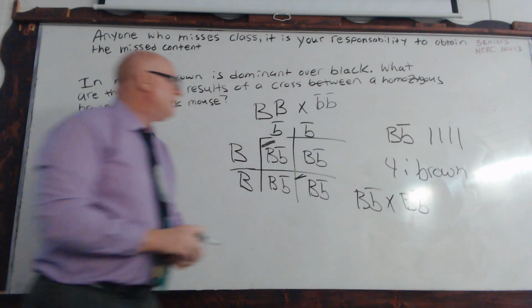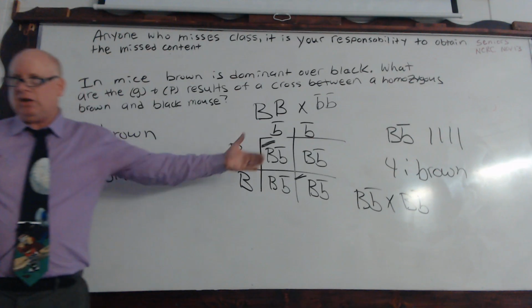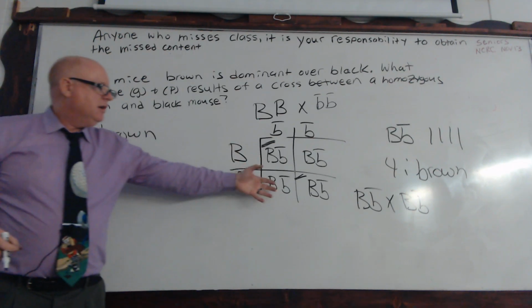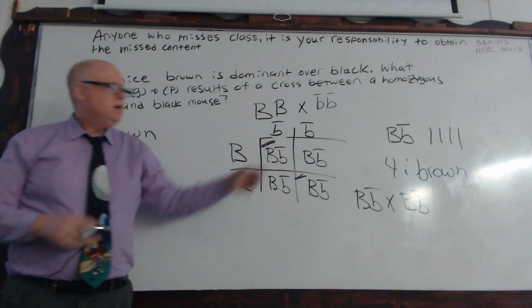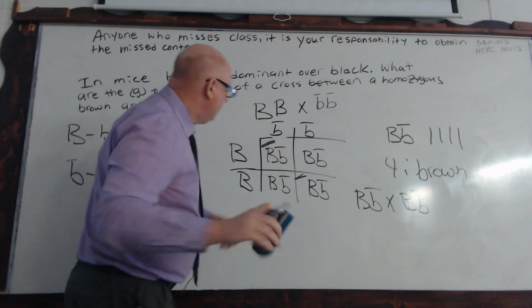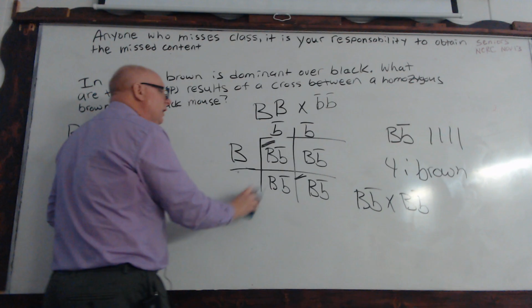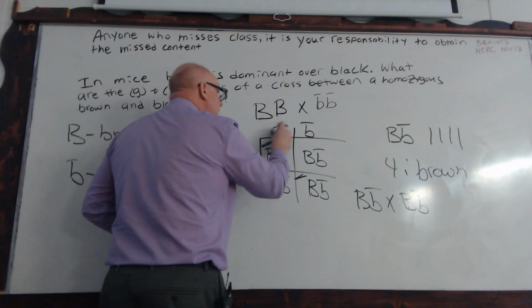So sometimes you cross the next generation. Now you're going to see that brown color disappear. How do we know? Well, let's set that up in our cross here.